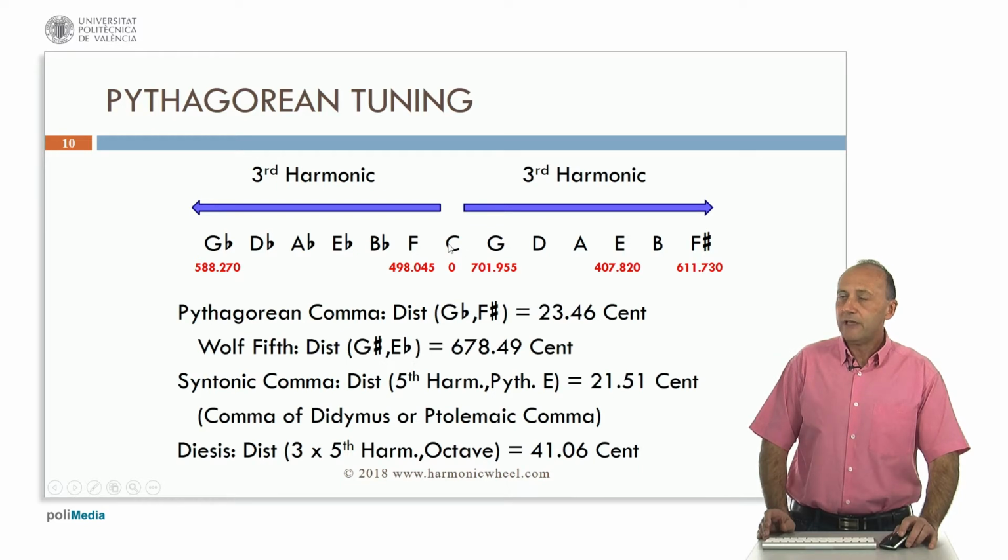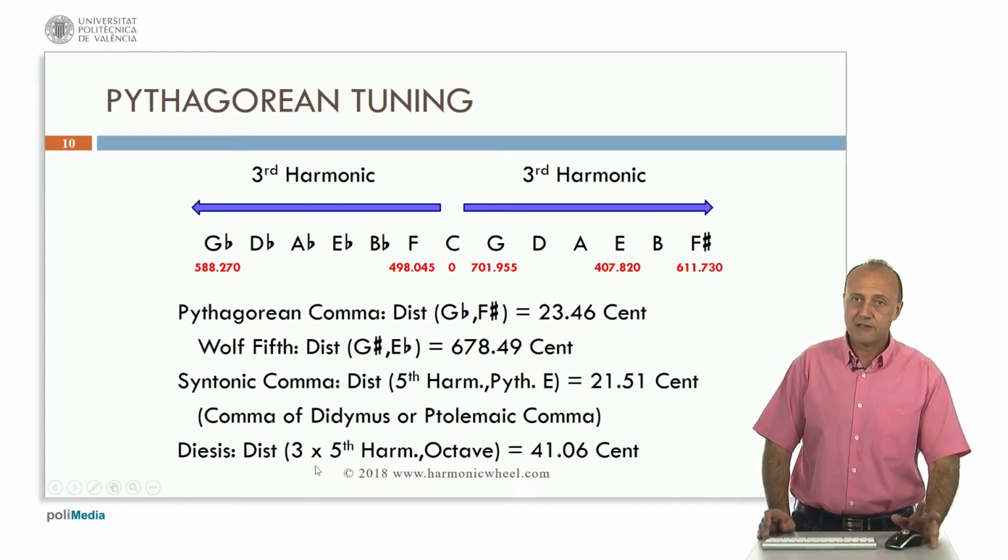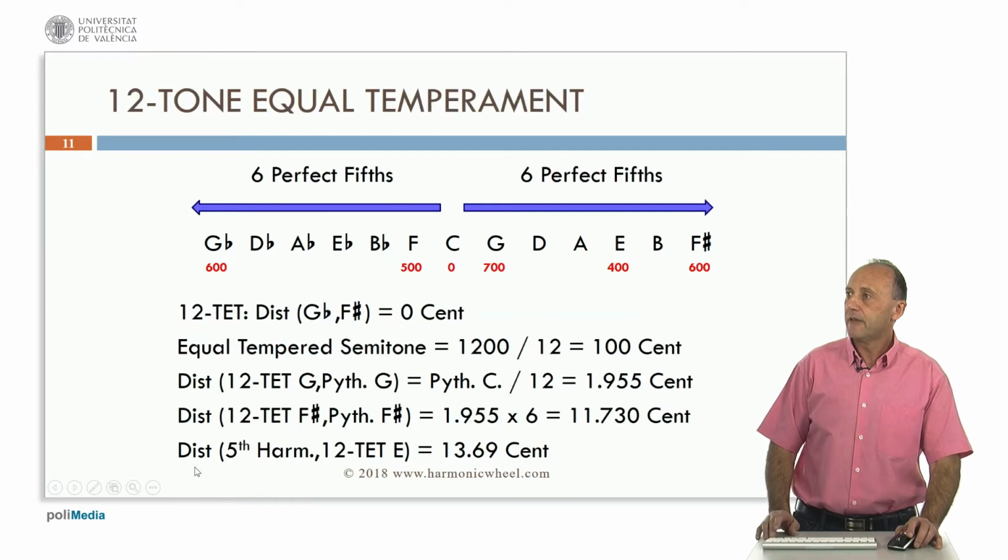The fifth harmonic, as I said, is note E, so with 3 intervals like that, which is a major third, with 3 intervals like that, we have near an octave, but not exactly, the difference being 41.06 cents, and it is called diesis.